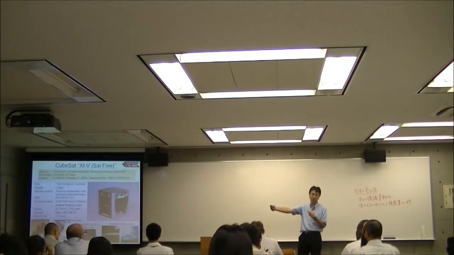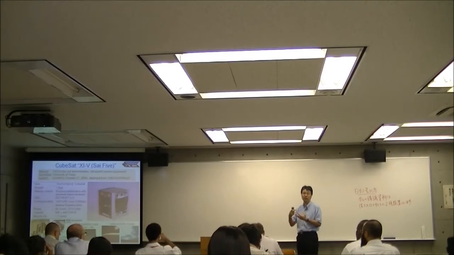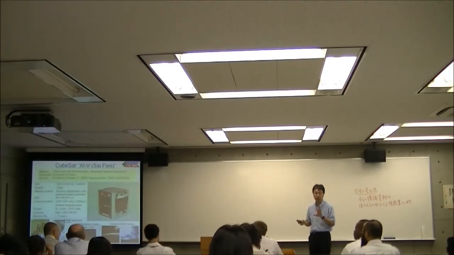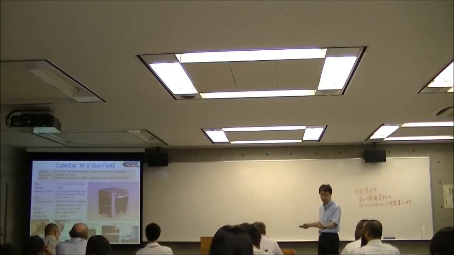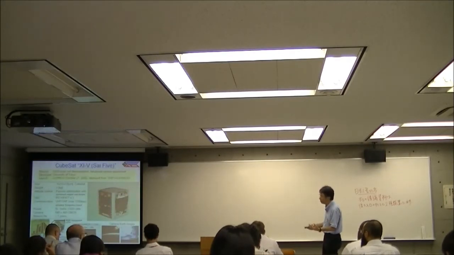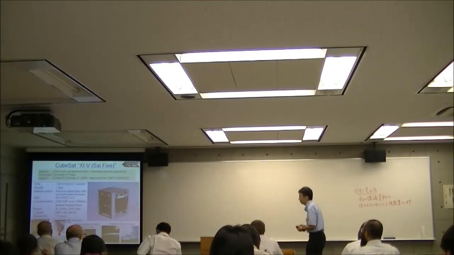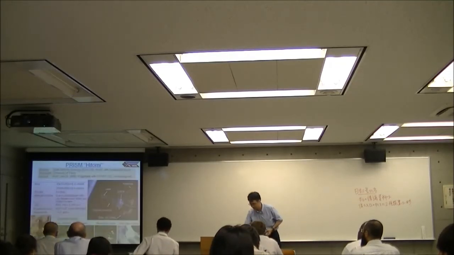So I asked them, if you want, please implement your solar cell on our satellite and test it in space. And they were very happy. This kind of very quick test bench for newly developed space technology is a very good application of this kind of small satellite. As a result, we made a contract with the JAXA people, and they implemented their solar cells. They actually replaced one original solar cell with their solar cell and tested it in space. So it is a very interesting study.